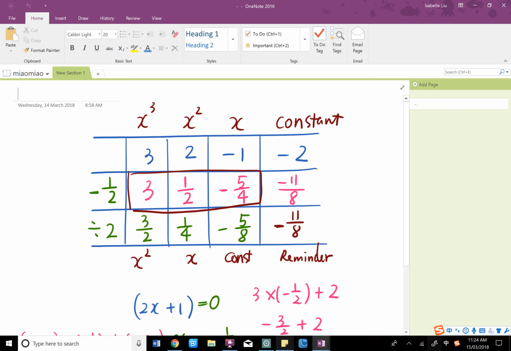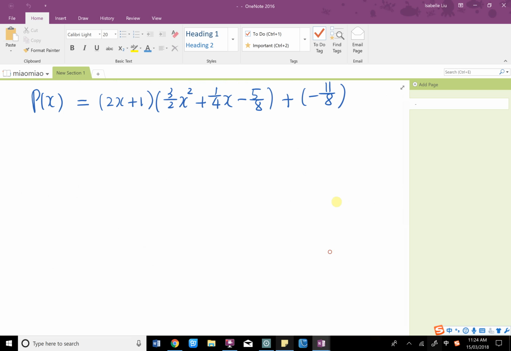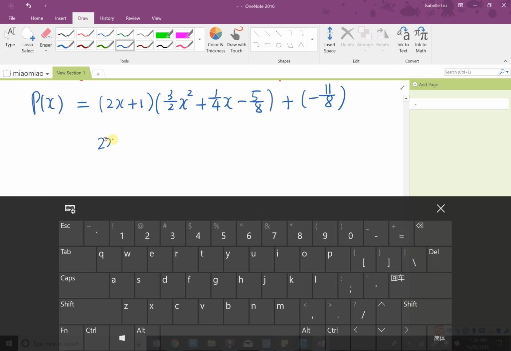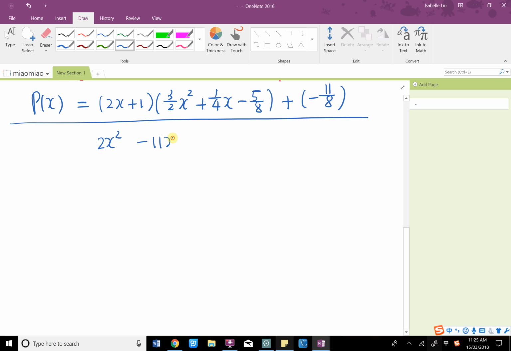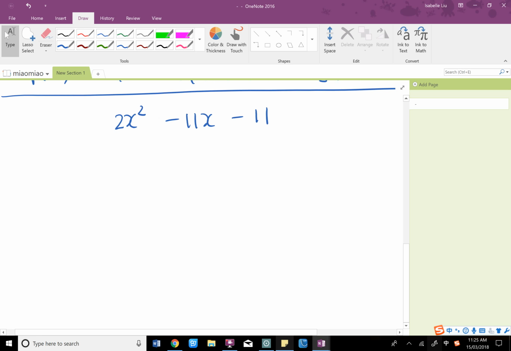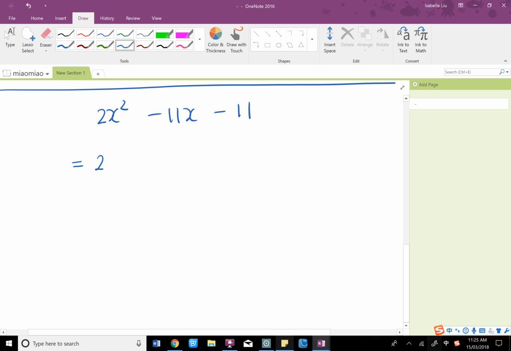Okay, let's complete the square. So what we have is 2x squared minus 11x and minus 1. To complete the square, what do we need to do first? Take out the 2, so that's 2 bracket x squared minus 11 over 2x minus 1 over 2.